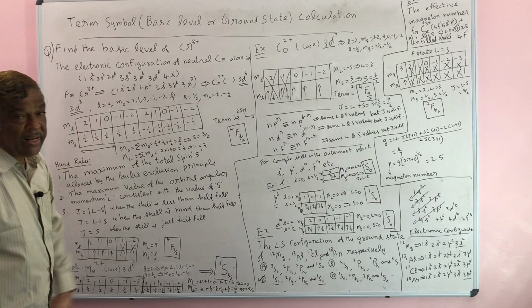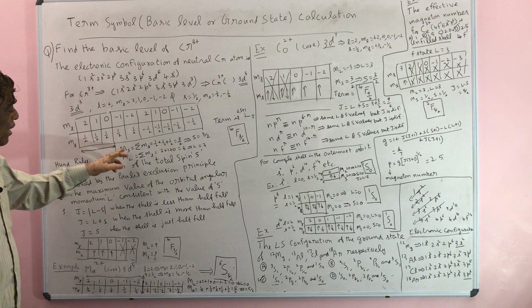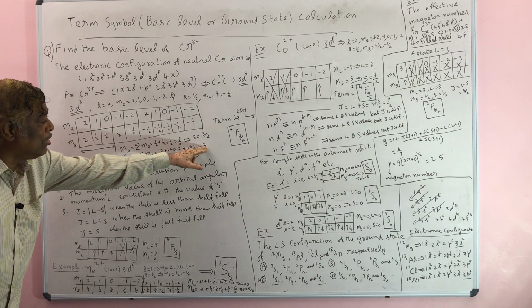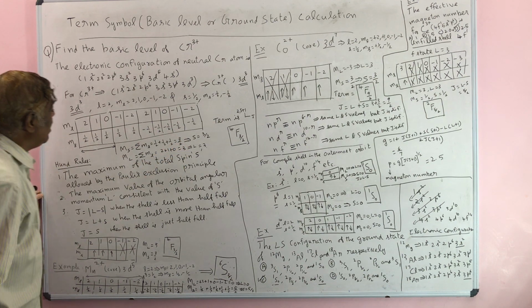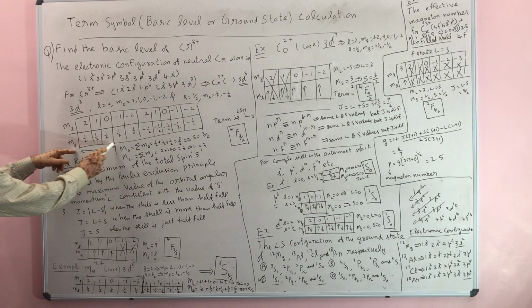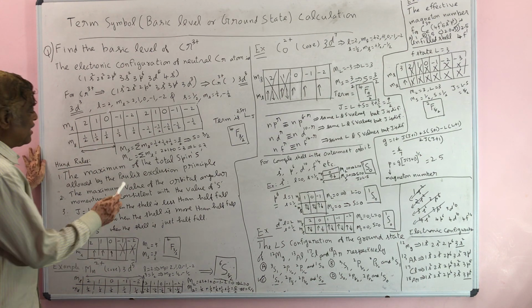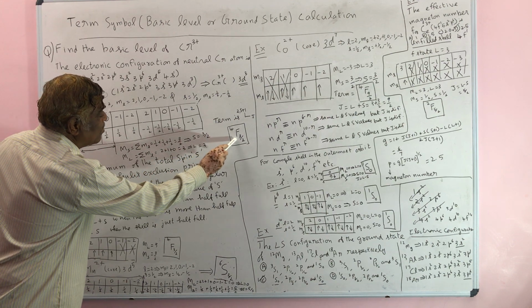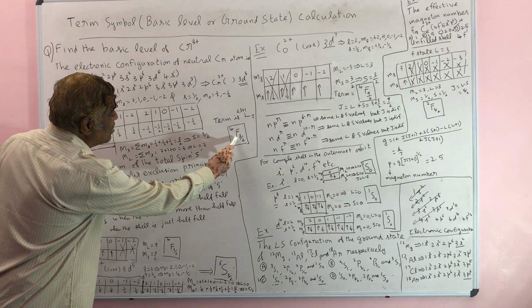That means L must be 3. If L is 3, ML ranges from plus 3 to minus 3, so ML equal to 3 is possible only when L is equal to 3. So the S value and L value can be determined by choosing the first 3. Now the state can be written. If L is equal to 3, it is an F state. L equal to 0 is an S state, L equal to 1 is a P state, and so on. So when L is equal to 3, it is in the F state.